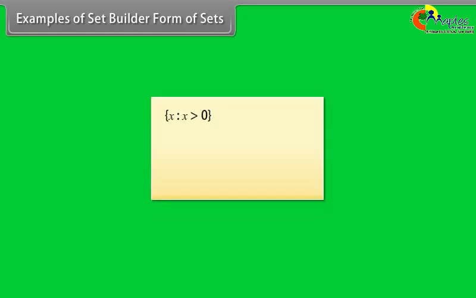Examples of set builder form of sets. The set of all x such that x is greater than 0. The set of all x such that x is any number except 11. Set of all x such that x is any number less than 5.